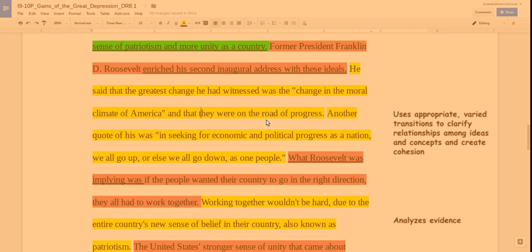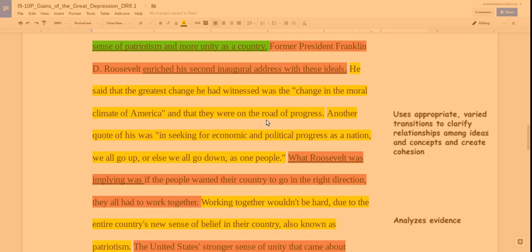But if you don't feel comfortable doing that, it's fine to just stick to the original Toulmin method and just have your evidence and then your explanation. Former President Franklin D. Roosevelt enriched his second inaugural address with these ideals. He said that the greatest change he had witnessed was the change in the moral climate of America, and that they were on the road of progress. Another quote of his was, "In seeking for economic and political progress as a nation, we all go up or else we all go down as one people."